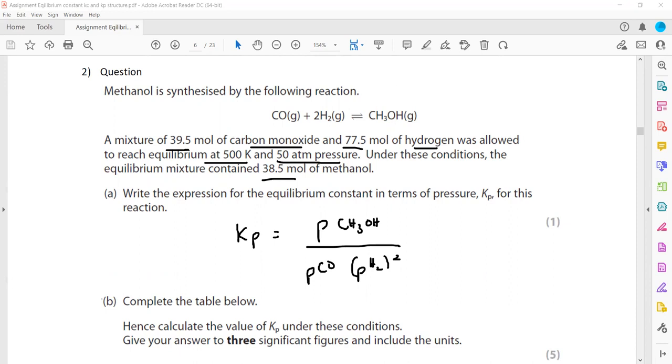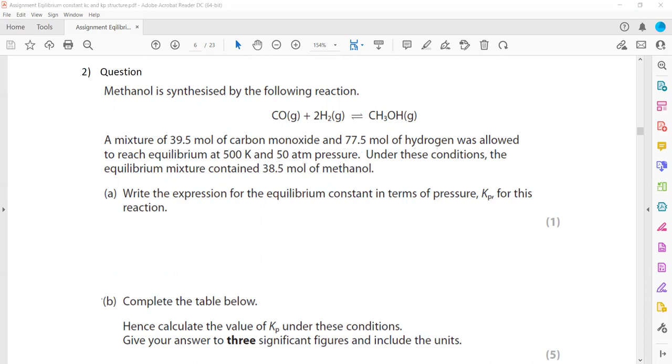If you want to write it, where a superscript is not available, it is Kp equals the pressure of methanol divided by the pressure of carbon monoxide multiplied by the pressure of hydrogen squared.